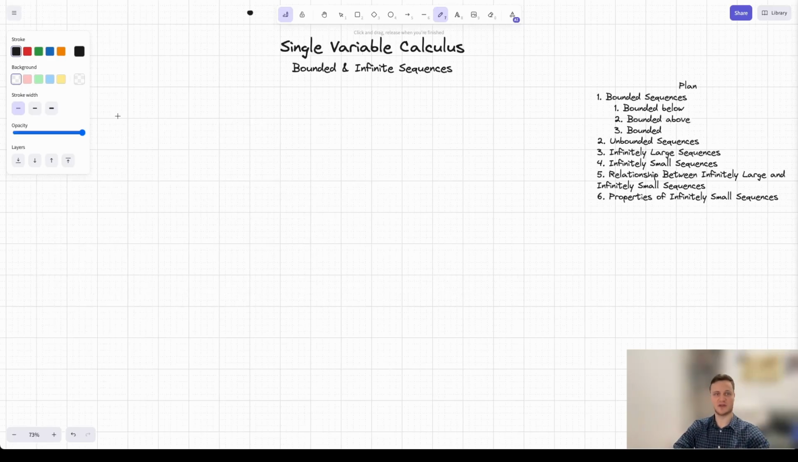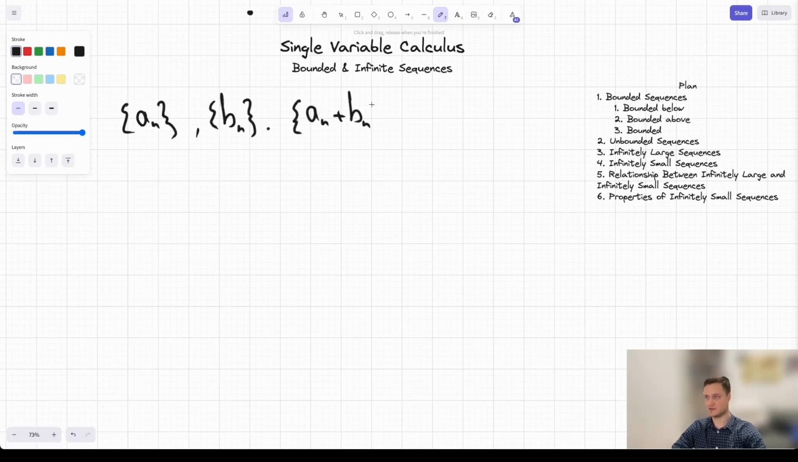Now let's talk about the properties of infinitely small sequences. The first one. The algebraic sum of a finite number of infinitely small sequences is also an infinitely small sequence. So let's prove this theorem by taking two sequences, a_n and b_n. They are two infinitely small sequences, and we want to show that their sum is also an infinitely small sequence.